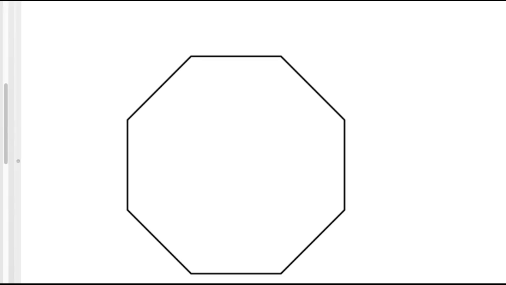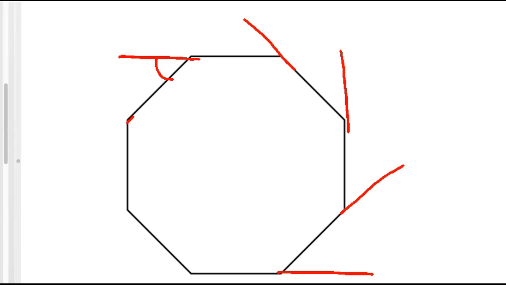And what is each exterior angle of an octagon? So stop the video and see if you can figure this out. What are each of these angles? Okay, how many degrees? And so if you've stopped it, give it a shot, however you want to do that.